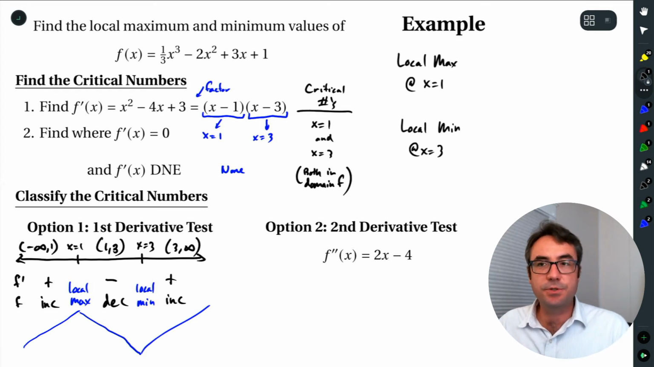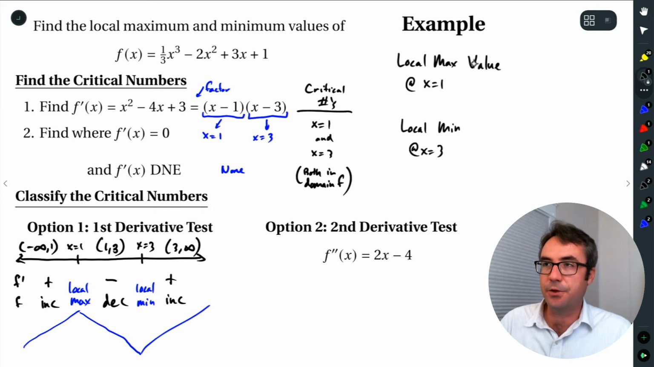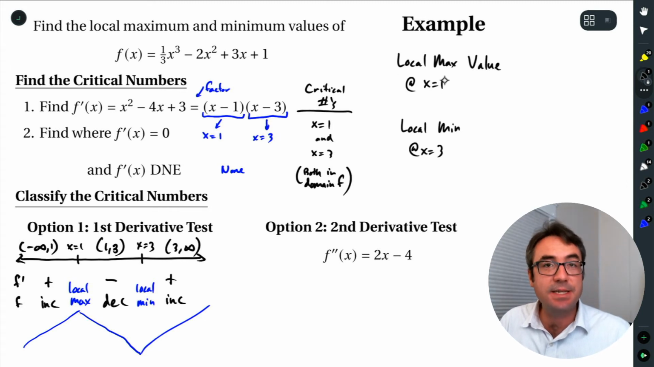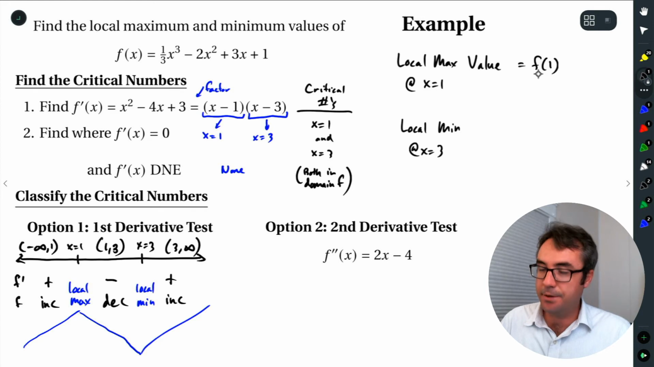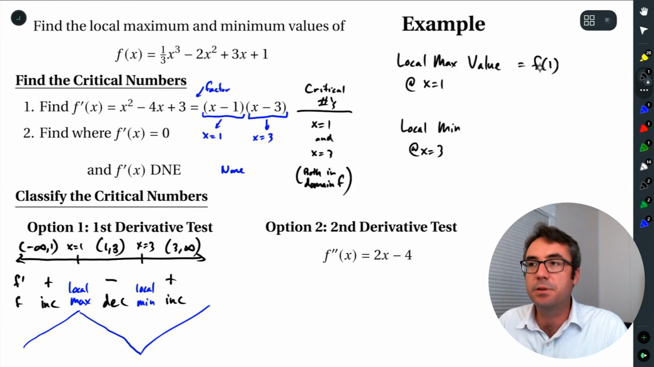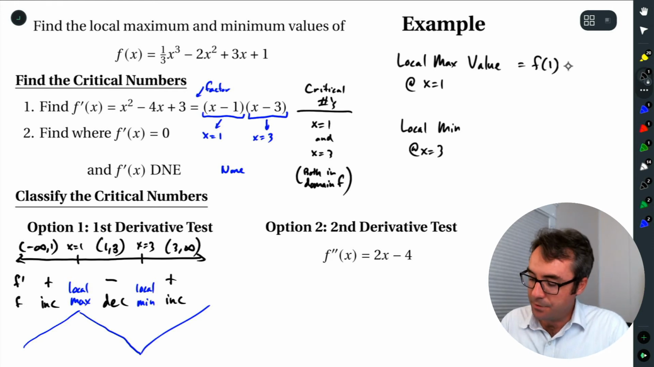Now, sometimes we're interested in what the max value or the min value is. If we wanted to find the local max value, we've identified where it happens, at x equals 1. To find the value, we would take our critical number 1 and plug it into the original function. And when we do that, we end up with 7/3 here.